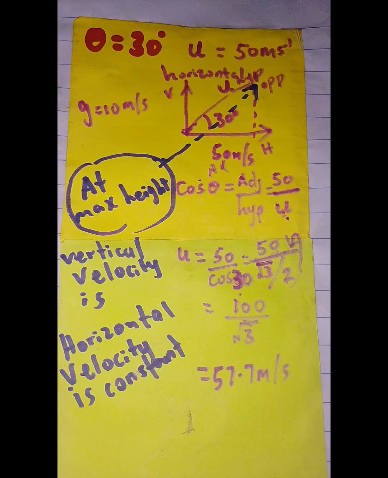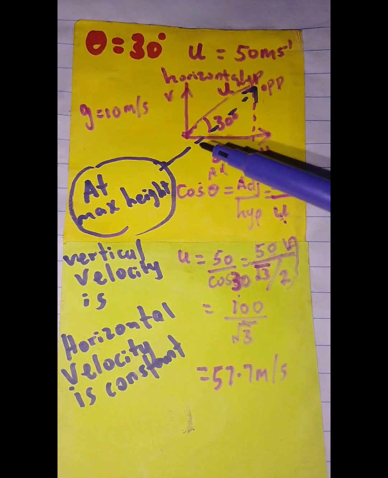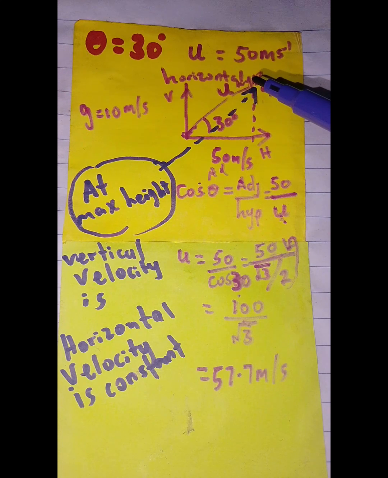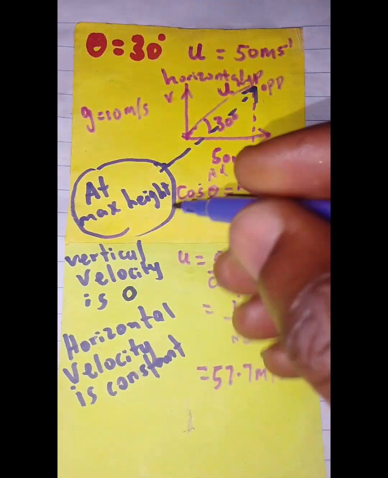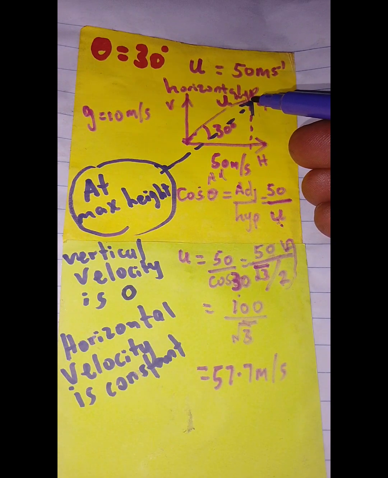Now it's obvious that the vertical component of the velocity will be 0. Look at it. At this point, this is the highest point. At the highest point, the object does not move up again before dropping down. So at the highest point, the vertical component of the velocity is 0, while the horizontal is constant.